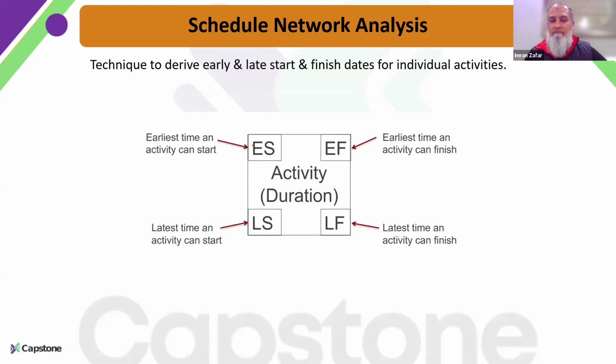Basically, any activity that we show on our network diagram has some characteristics: what is the early start time, what is the early finish time, what is the late start time, what is the late finish time, and then we have the activity duration in between.